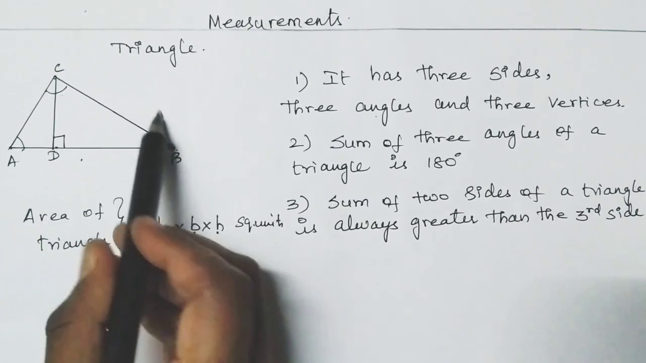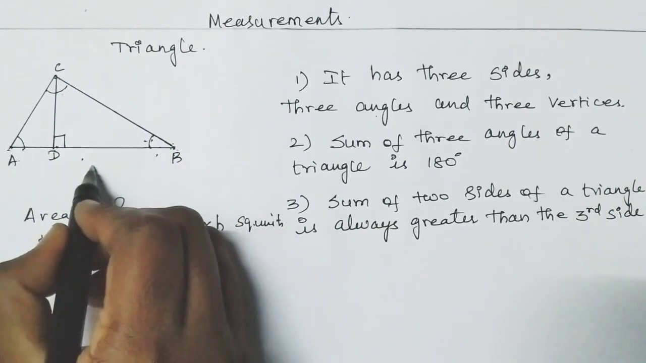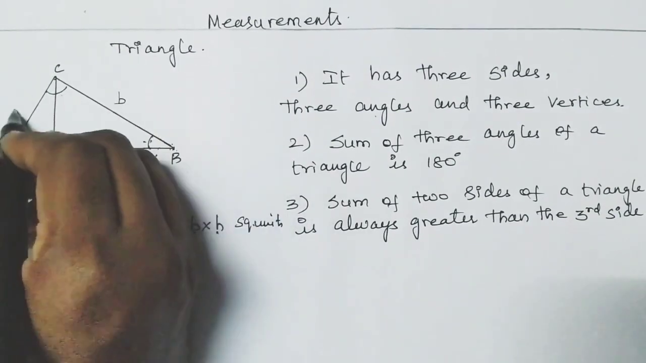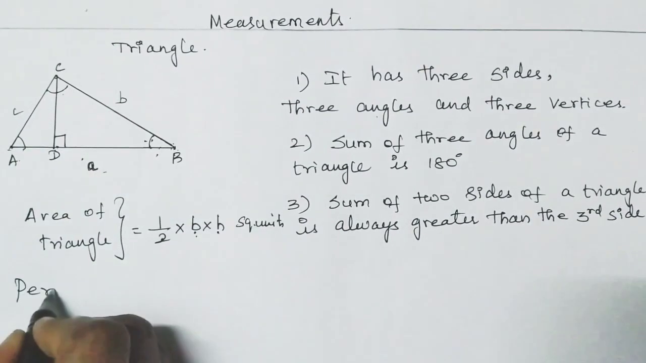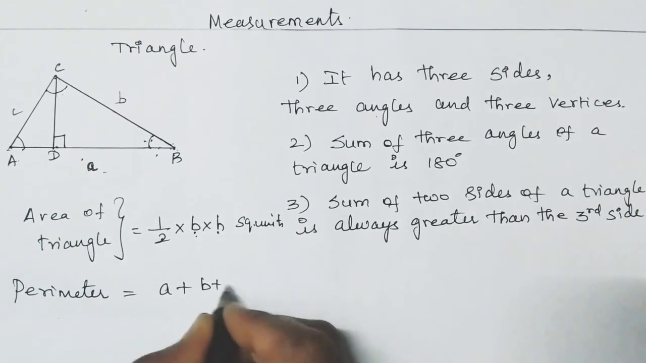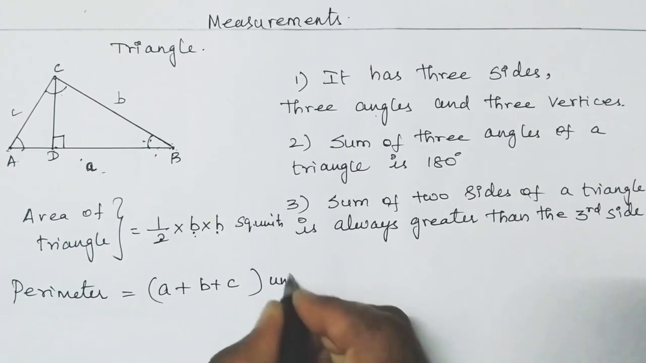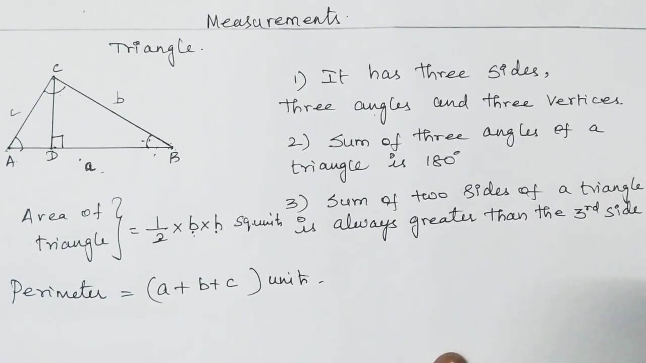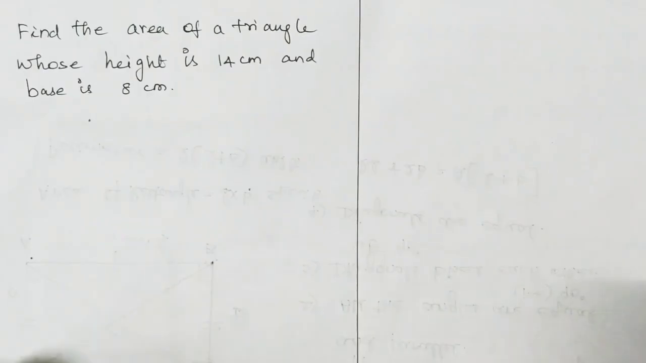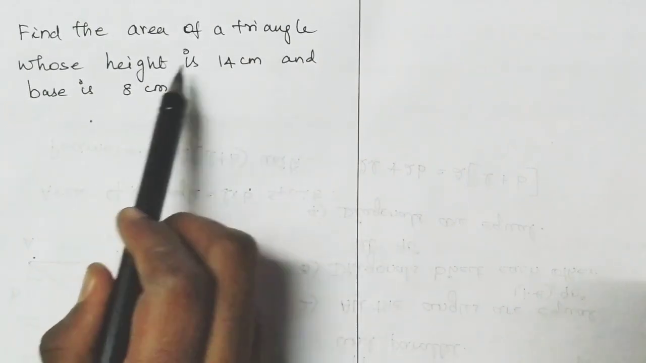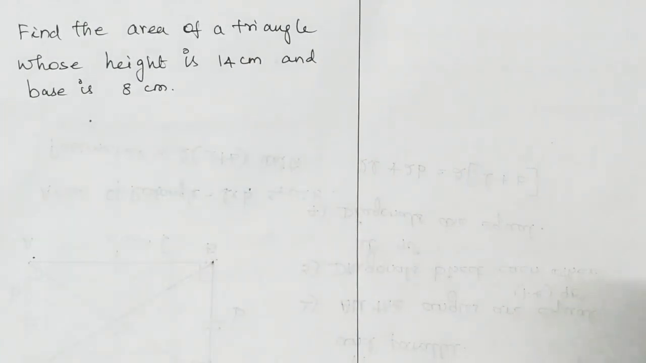So perimeter is nothing but adding all the sides. If we consider small letter a is the side AB, and this is b, and this is c, it means perimeter of a triangle is adding all the sides, a plus b plus c units. Is that clear, children? Shall we see some sums on this area and perimeter? Okay, listen to the sum. Find the area of a triangle whose height is 14 centimeter and base is 8 centimeter.